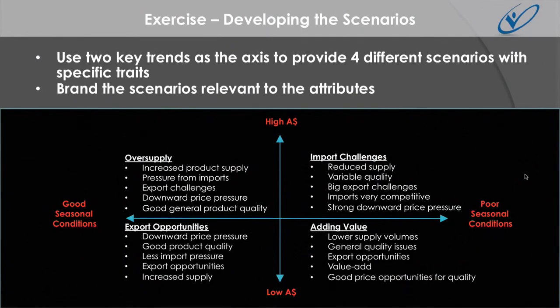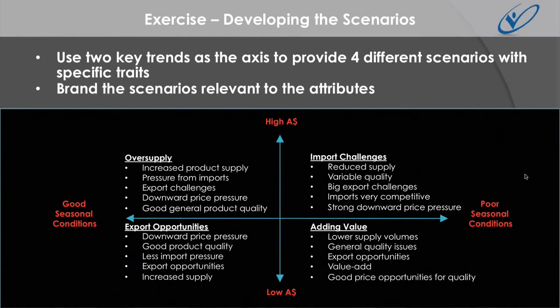I've said one axis is the Australian dollar axis, and at one end we've got a high Aussie dollar, and at the other end a low Aussie dollar. On the horizontal axis, we've either got good seasonal conditions or poor seasonal conditions. So you create that axis. Then in each quadrant, you say, what's the environment that's going to be created by the combination of those 2 factors? If you look at the one I've called oversupply, a high Aussie dollar and good seasonal conditions would mean there's increased supply of horticultural product around Australia, and a lot of pressure from imports, because imports are far more competitive in a high Aussie dollar.